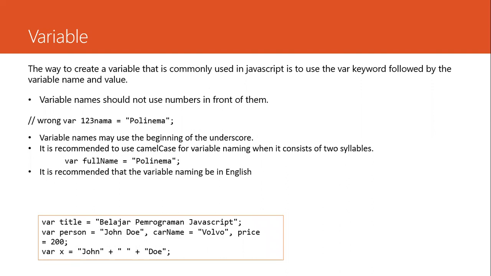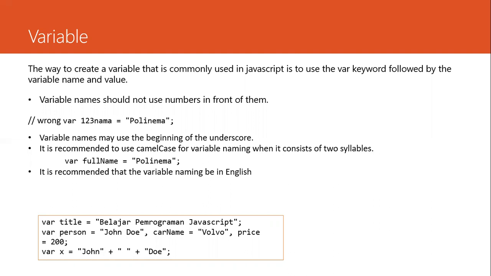If you write fullname with all small case, it's okay, but JavaScript recommends using camel case. And fourth, it is recommended that variable naming be in English. Actually it's also just recommended, so it's not a must, but for naming it can be easier if you use names in English. So this is the example. For making a variable, you must write var in the front. After that, followed by the name of the variable.